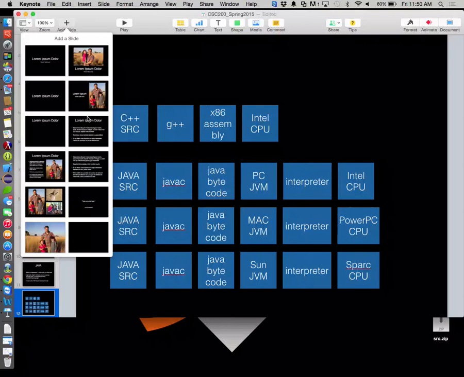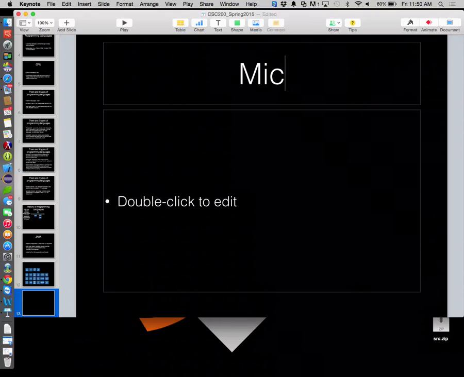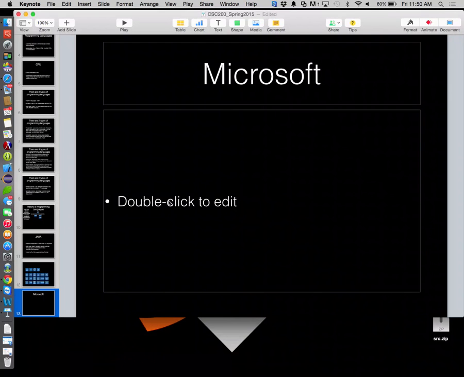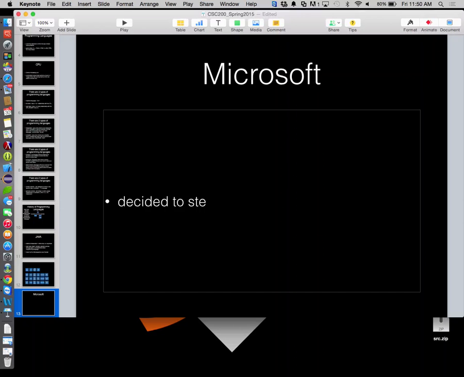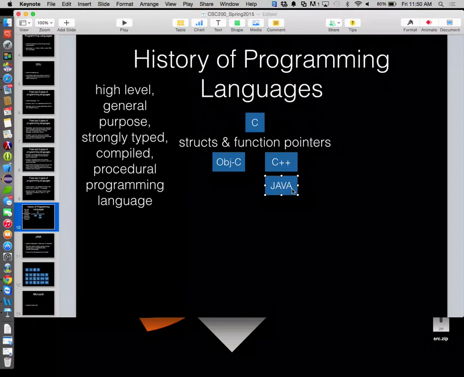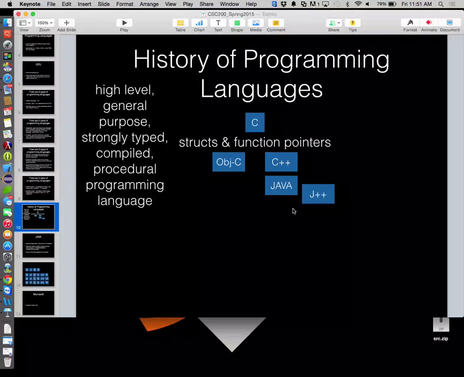Now, having said that, Microsoft, being who Microsoft is, decided to steal Java. So they came out with a product called J++. This was Java syntax that was codable inside of Microsoft's development tool called Visual Studio. Not all that important, but this was Microsoft's language.